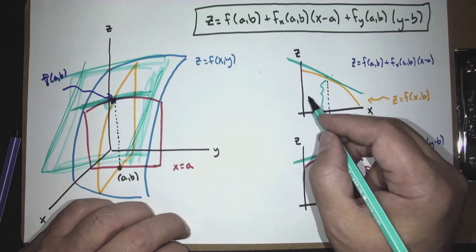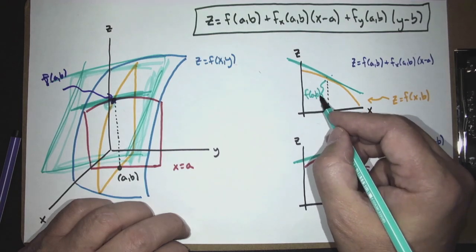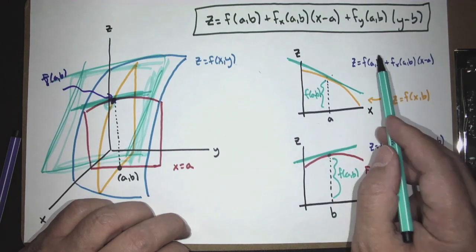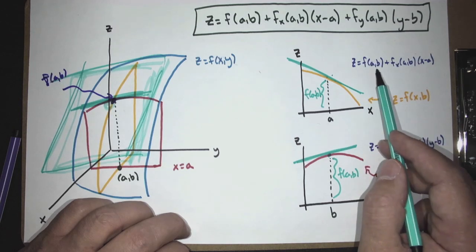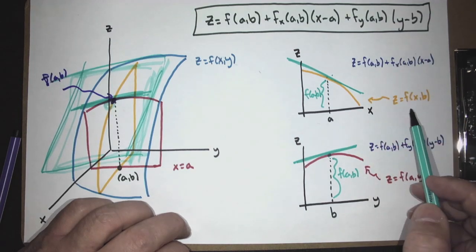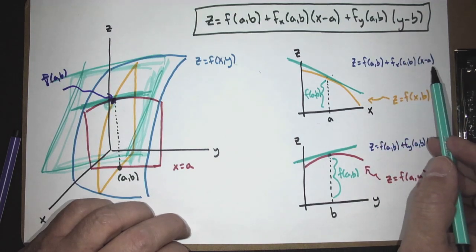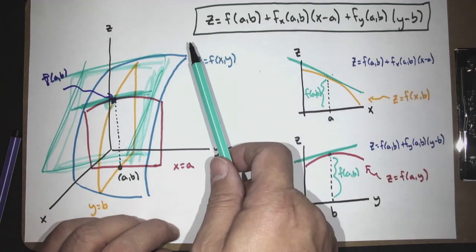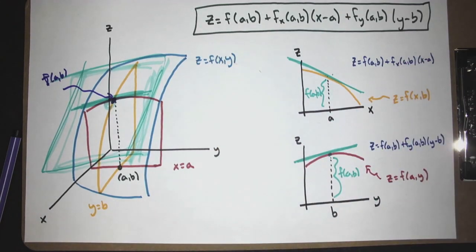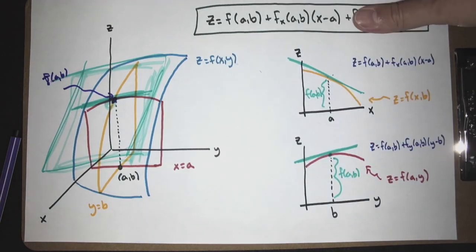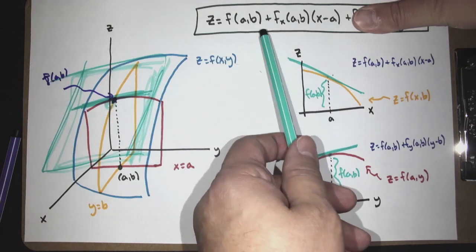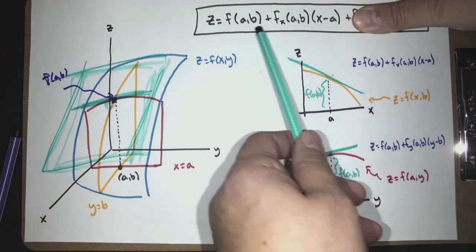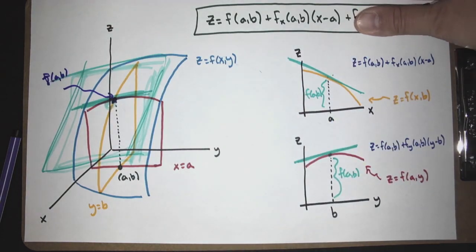Again, this right here is the height f of a, b. So the tangent line would be the value of the function, that's f of a, b, plus the derivative f sub x of a, b times x minus a. Now, we're in the slice y equals b. Come up here, plug in y equals b into your tangent plane. What happens? The last term disappears. And so this becomes our tangent line in the slice.